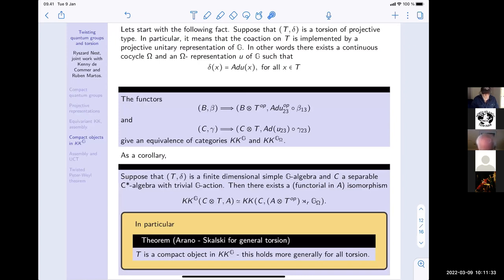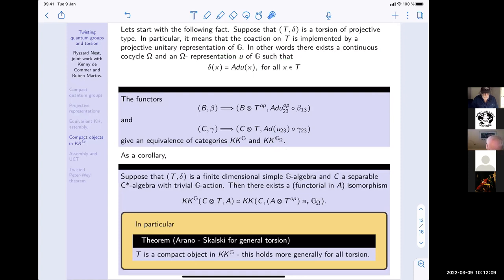So T is a torsion. I've got a coaction on T implemented by some projective integral representation. So I've got a picture like this. Now I can use T to define two functors. I can define one from KKG to KKG omega. Remember omega, I've got a projective unitary representation, which is finite dimensional. So my cosaiku is of finite type. So twisting G by omega is a compact quantum group. So I've got two quantum groups, G and G omega.